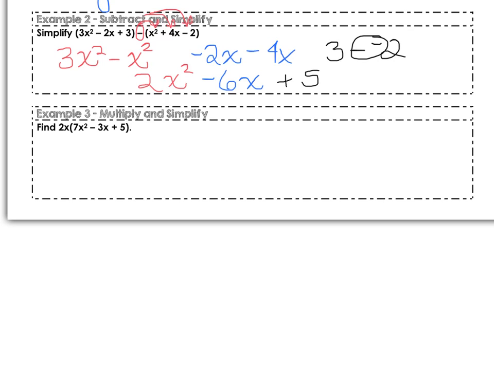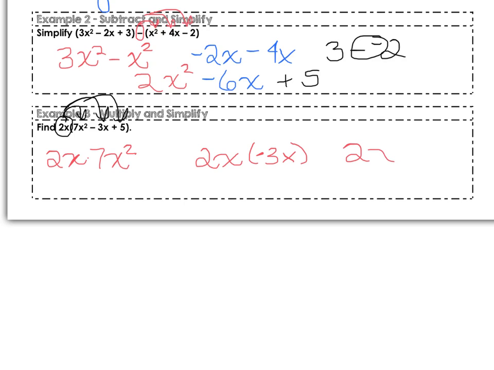Okay? All right, our multiplication example is just multiplying a monomial into a trinomial. So I'm going to take this 2x and multiply it into each of the three terms within my set of parentheses. So I'm going to have 2x times 7x squared. I'm going to have a 2x times a negative 3x. And I'm also going to have a 2x multiplied by a 5, okay? And we're going to be adding these terms together because they're each individual terms. It's going to produce the three terms.